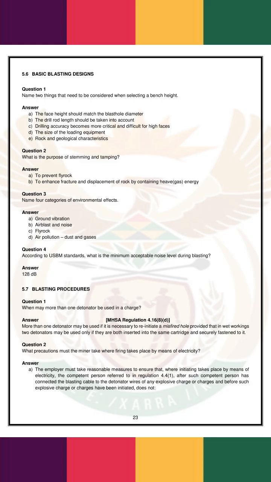Question 3. Name 4 categories of environmental effects. A. Ground vibration. B. Air blast and noise. C. Fly rock. D. Air pollution, dust and gases. Question 4. According to USBM standards, what is the minimum acceptable noise level during blasting? The answer is 128 dB.